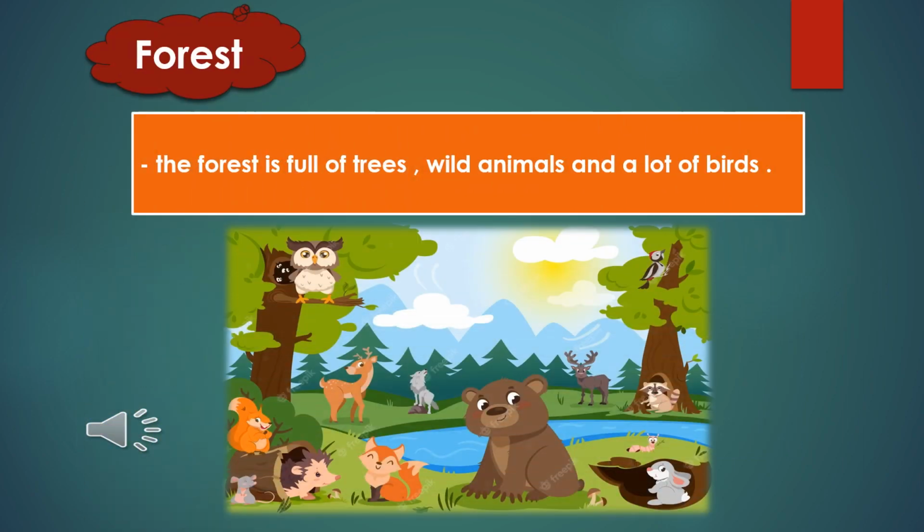Okay, my friends, the third example is called forest habitat. In the forest, we can see a lot of trees, wild animals, and a lot of birds. As we see in this picture, we can see elephants, types of birds, monkeys, and a lot of worms.